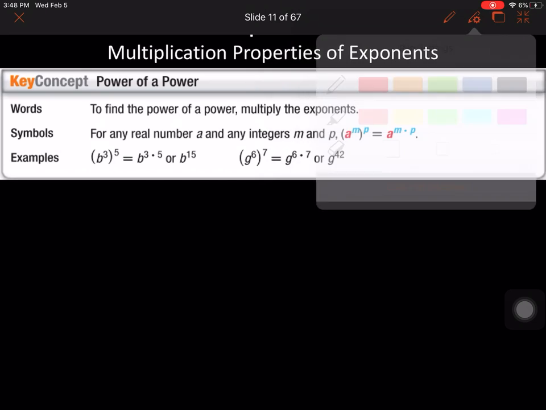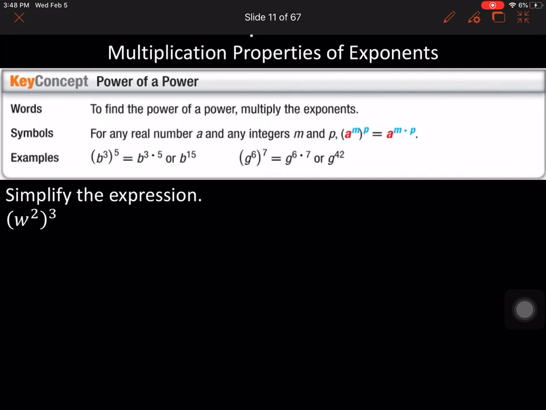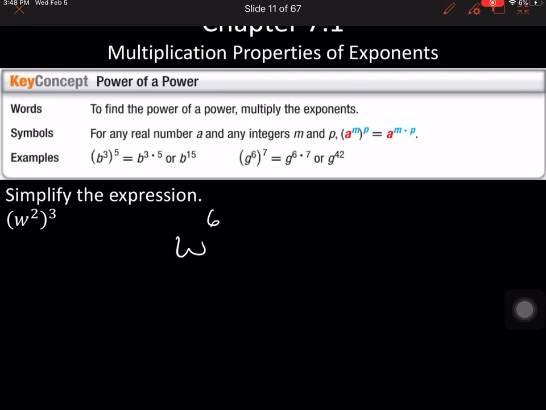Here's another example really quick. w squared, cubed: 2 times 3 is w to the 6th.